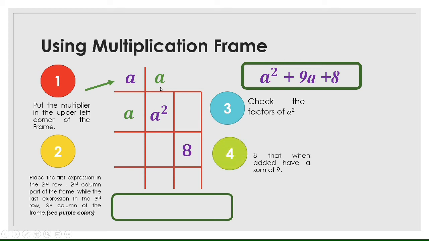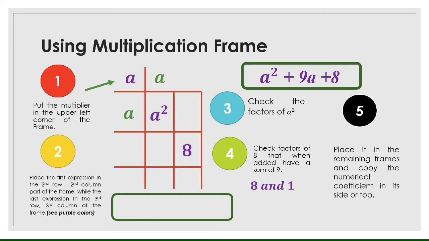So, the next step is to check the factors of 8 that when added have a sum of 9. So, katulad nga nung ginawa natin kanina, nag-check din tayo ng mga factors. So, kanina nga ang factor na ginamit natin ay 8 and 1. Okay? So, the next step after that would be place it in the remaining frames and copy the numerical coefficient in its side or top. So, we will be getting this one.